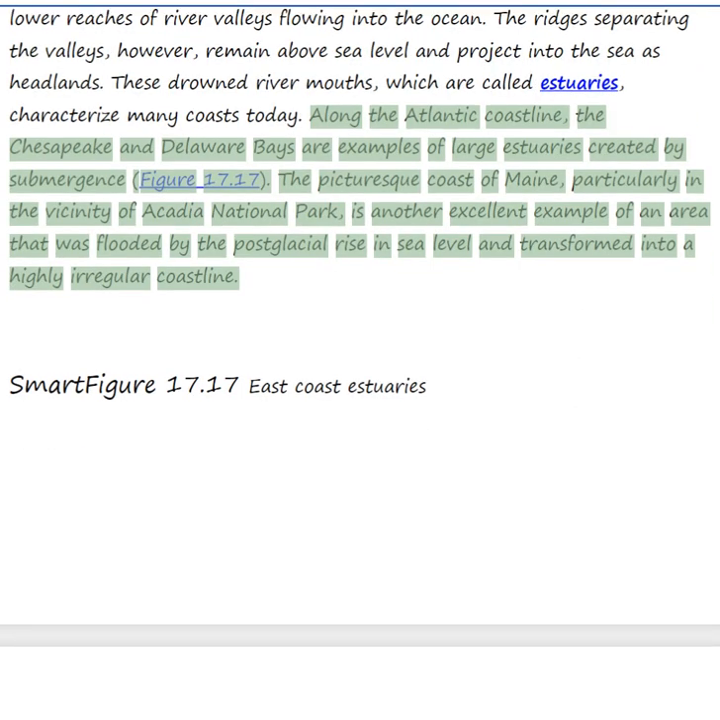Along the Atlantic coastline, the Chesapeake and Delaware Bays are examples of large estuaries created by submergence. The picturesque coast of Maine, particularly in the vicinity of Acadia National Park, is another excellent example of an area that was flooded by the post-glacial rise in sea level and transformed into a highly irregular coastline.